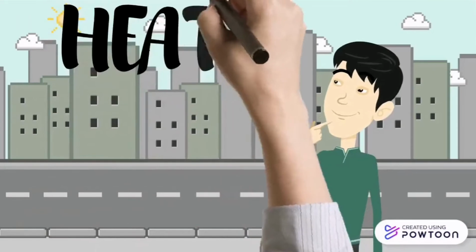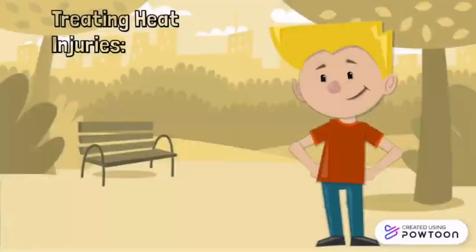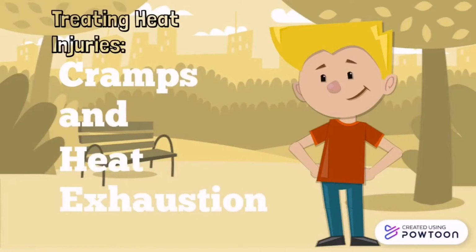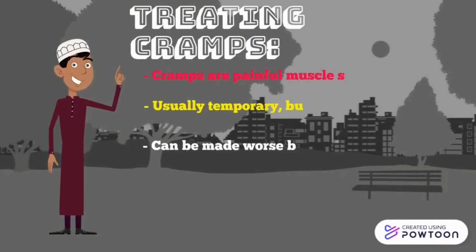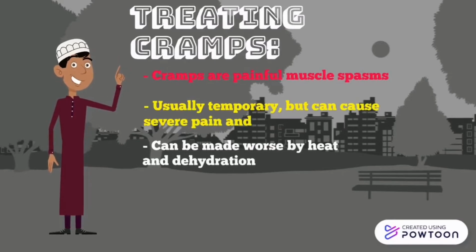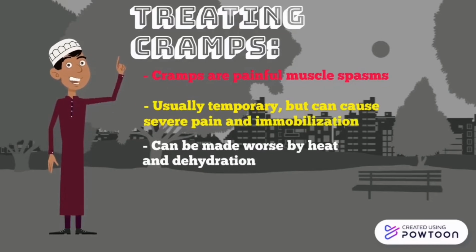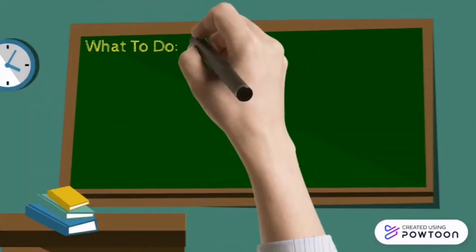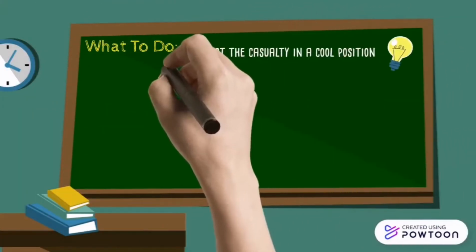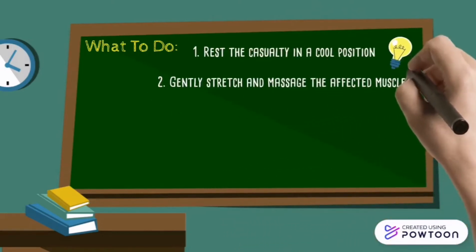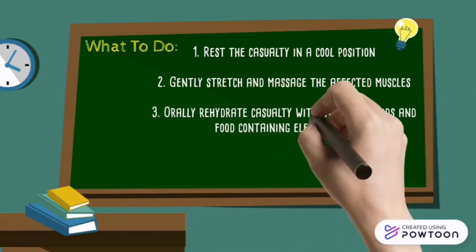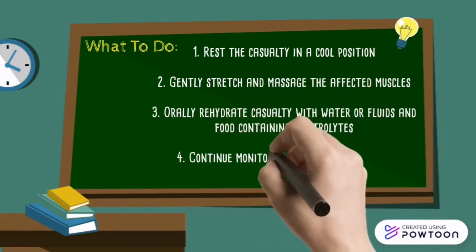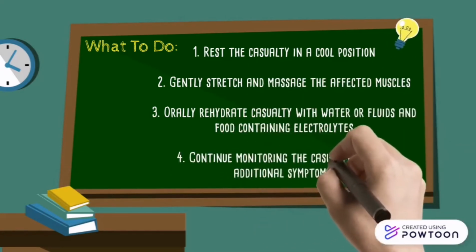How to treat heat injury. There are two kinds of heat injury: cramps and heat exhaustion. Treating cramps. Cramps are painful muscle spasms, usually temporary, but can cause severe pain and immobilization. They can be made worse by heat and dehydration. What you need to do is rest the casualty in a comfortable position, gently stretch and massage the affected muscle, orally rehydrate the casualty with water or fluid and food containing electrolytes. And lastly, continue to monitor the casualty.